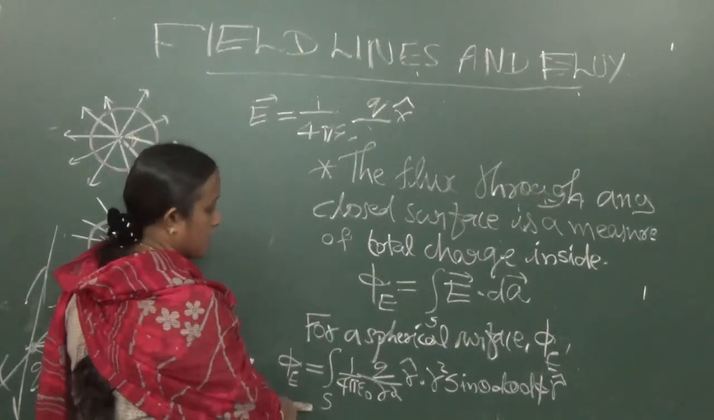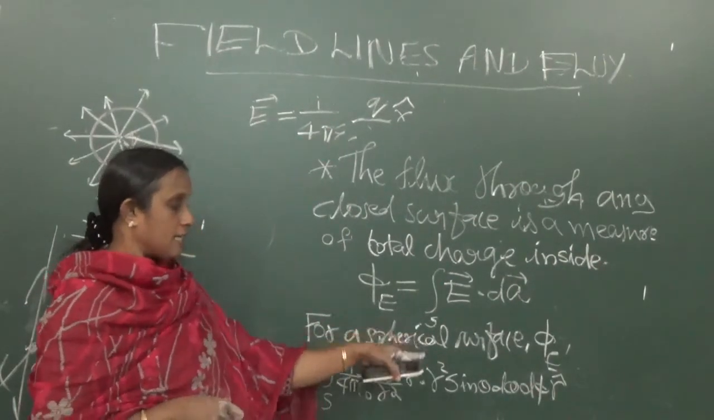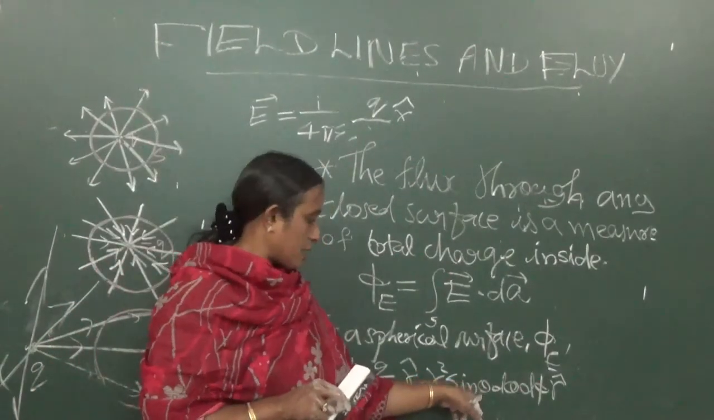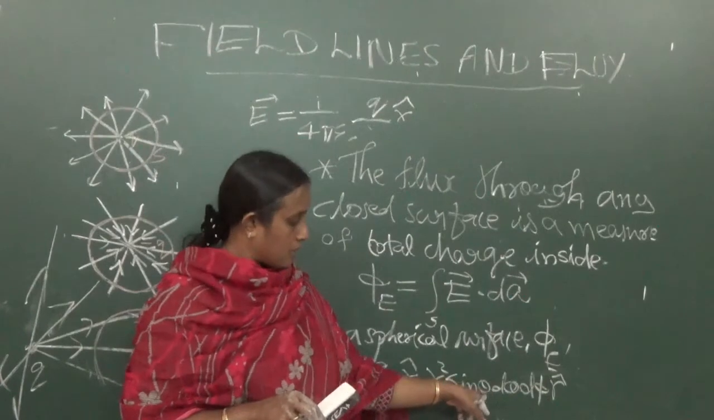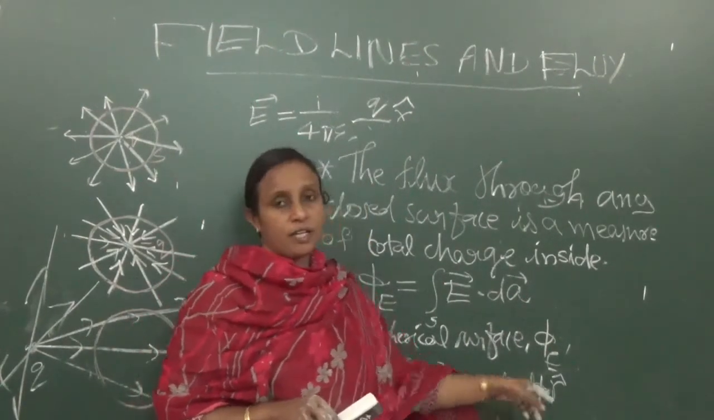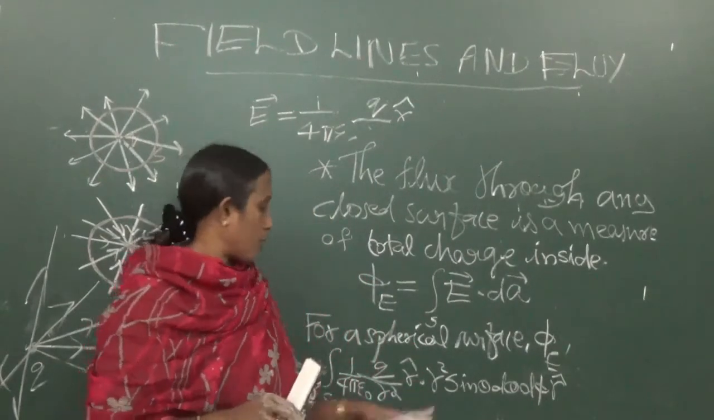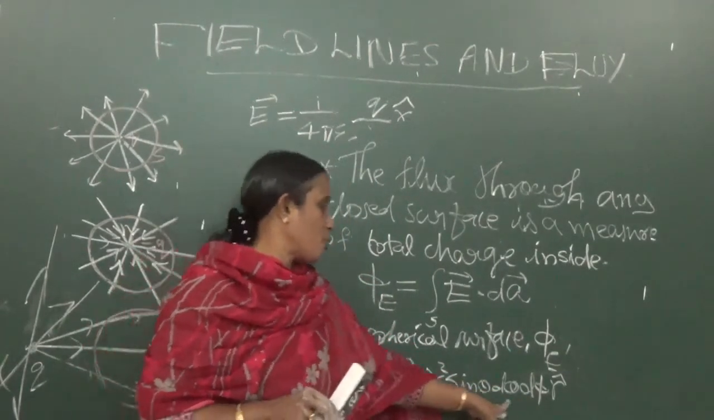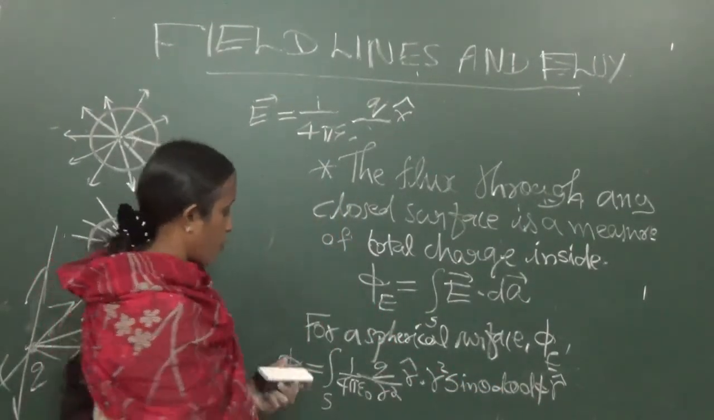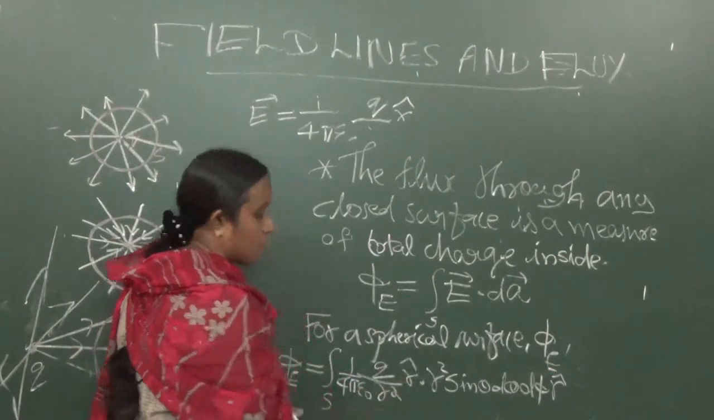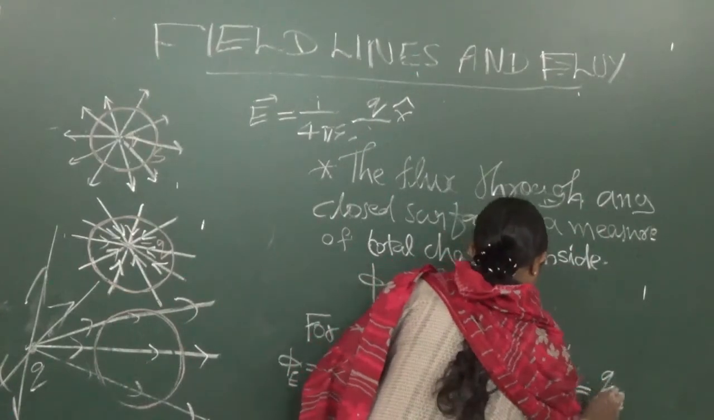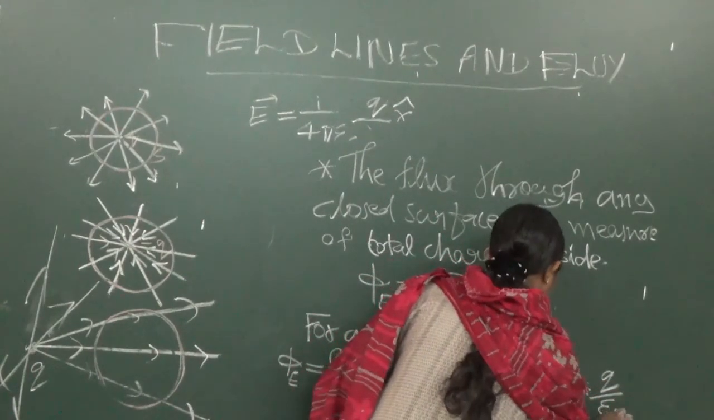Now this integral is over sin theta d theta and d phi. You know that in spherical polar coordinates, for theta this integral runs from 0 to pi, and for d phi, it runs from 0 to 2 pi. So this integral gives you 4 pi. Sin theta d theta d phi gives you 4 pi. R square and r square get cancelled out. So you get here Q by epsilon 0.